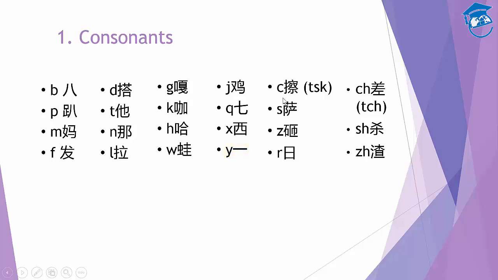Okay, the next group. This one is the c sound. When it's combined with the a sound, it is ca. And this one is the s sound, so it can be similar to this one, but in some situations we use this sound more. When it's combined with the a sound, it is sa. This sound is the z sound. When it's combined with the a sound, it is za.